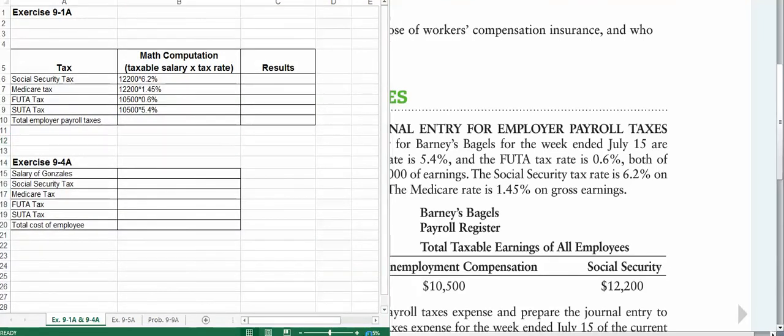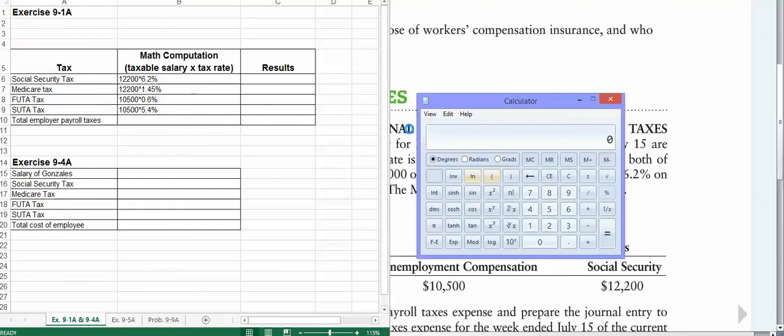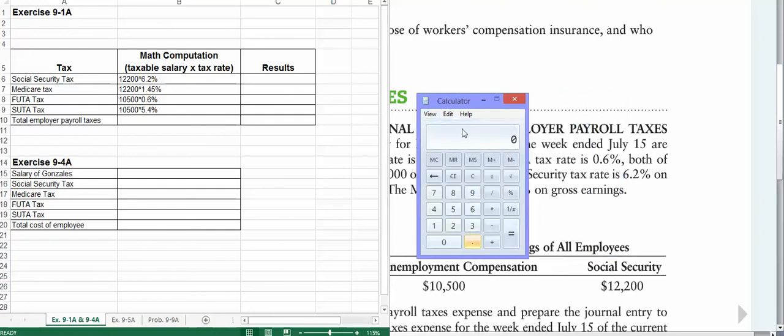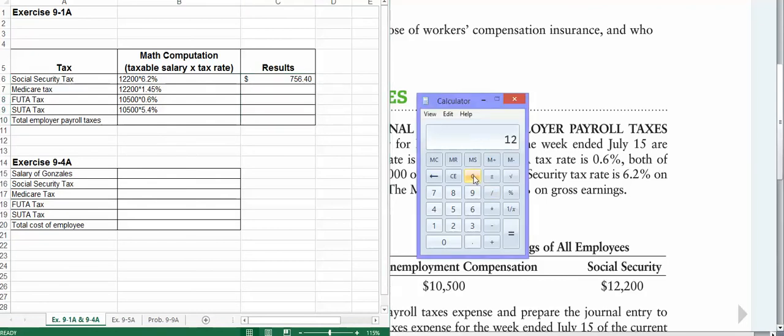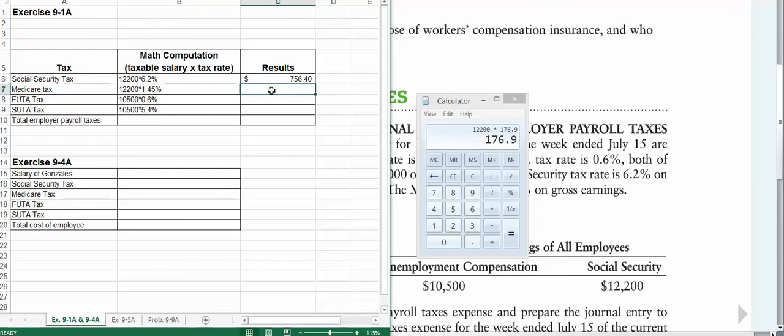Now we're going to bring out the calculator. I'm going to switch it to the standard calculator, and the 12,200 times 6.2%. So that amount is $756.40. So that's what you're going to tell me. Make sure you're giving me dollar amounts. There we go. Let's take the 12,200 times 1.45%. So that's $176.90.